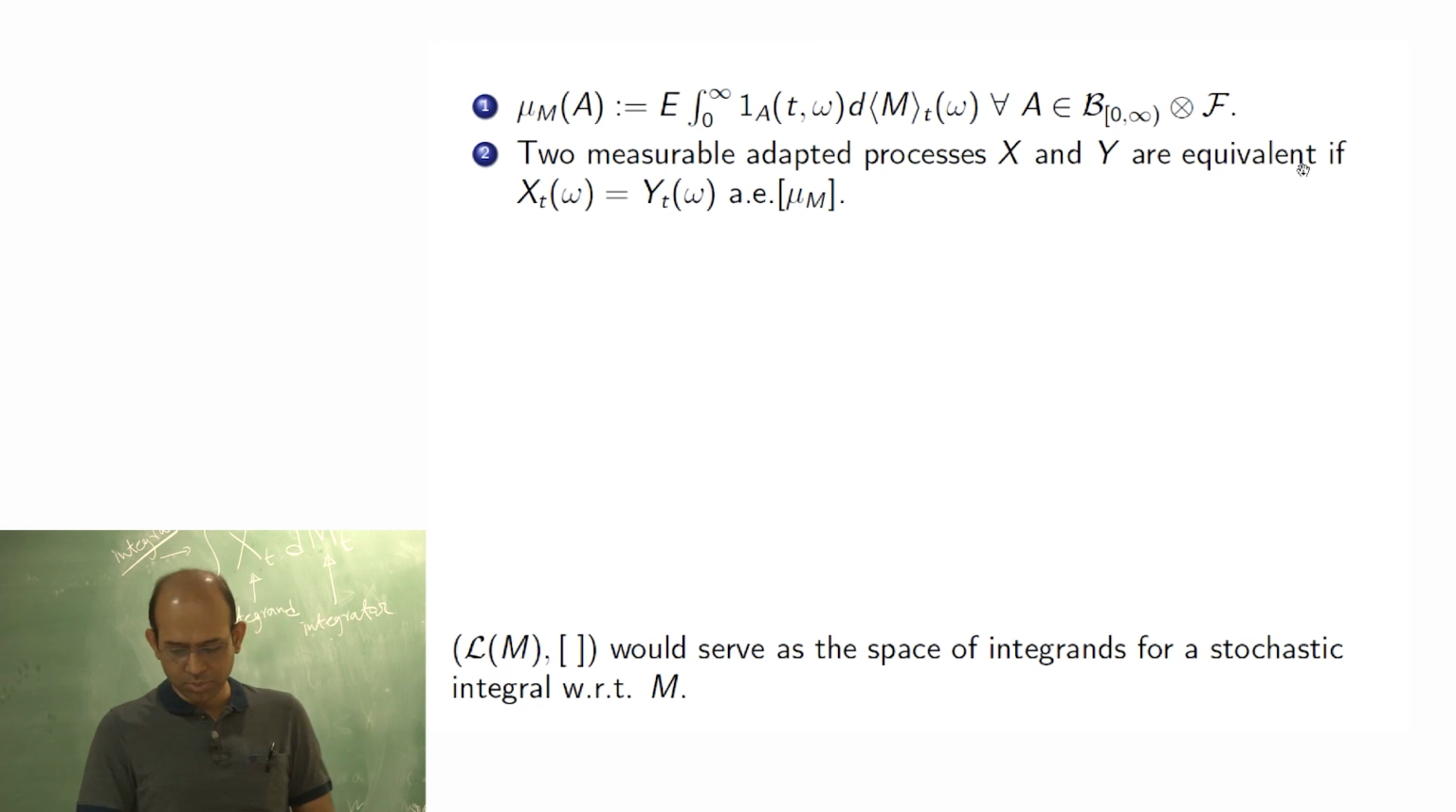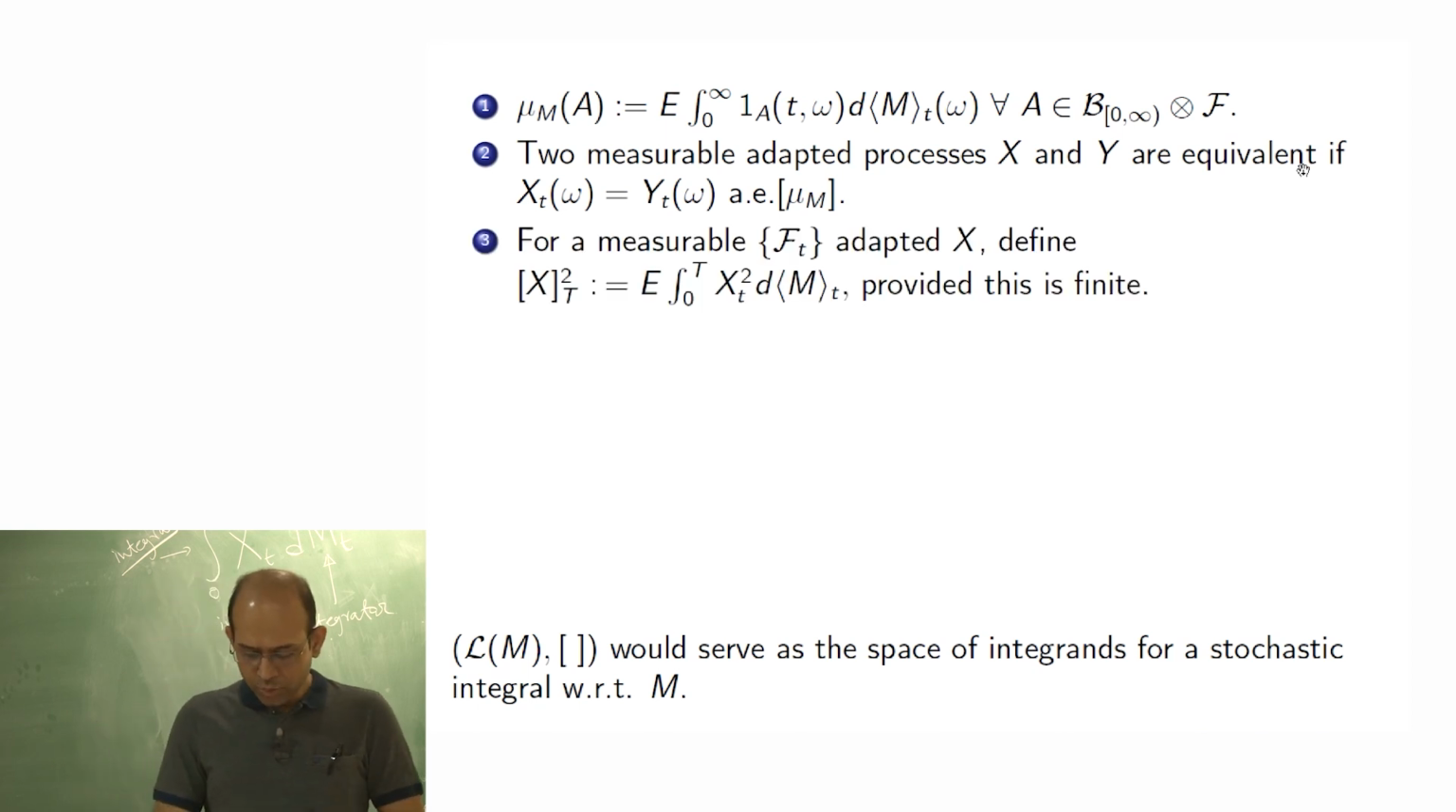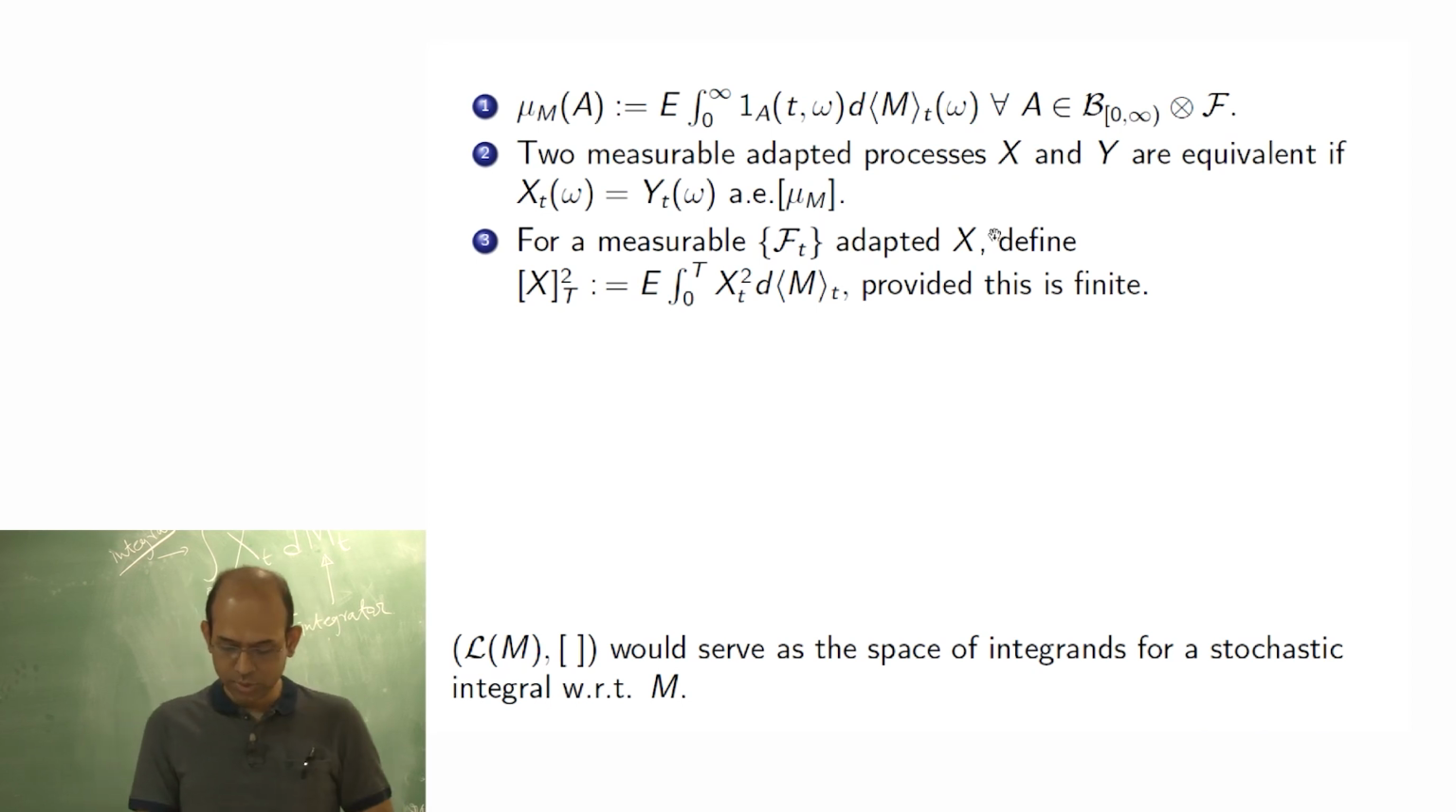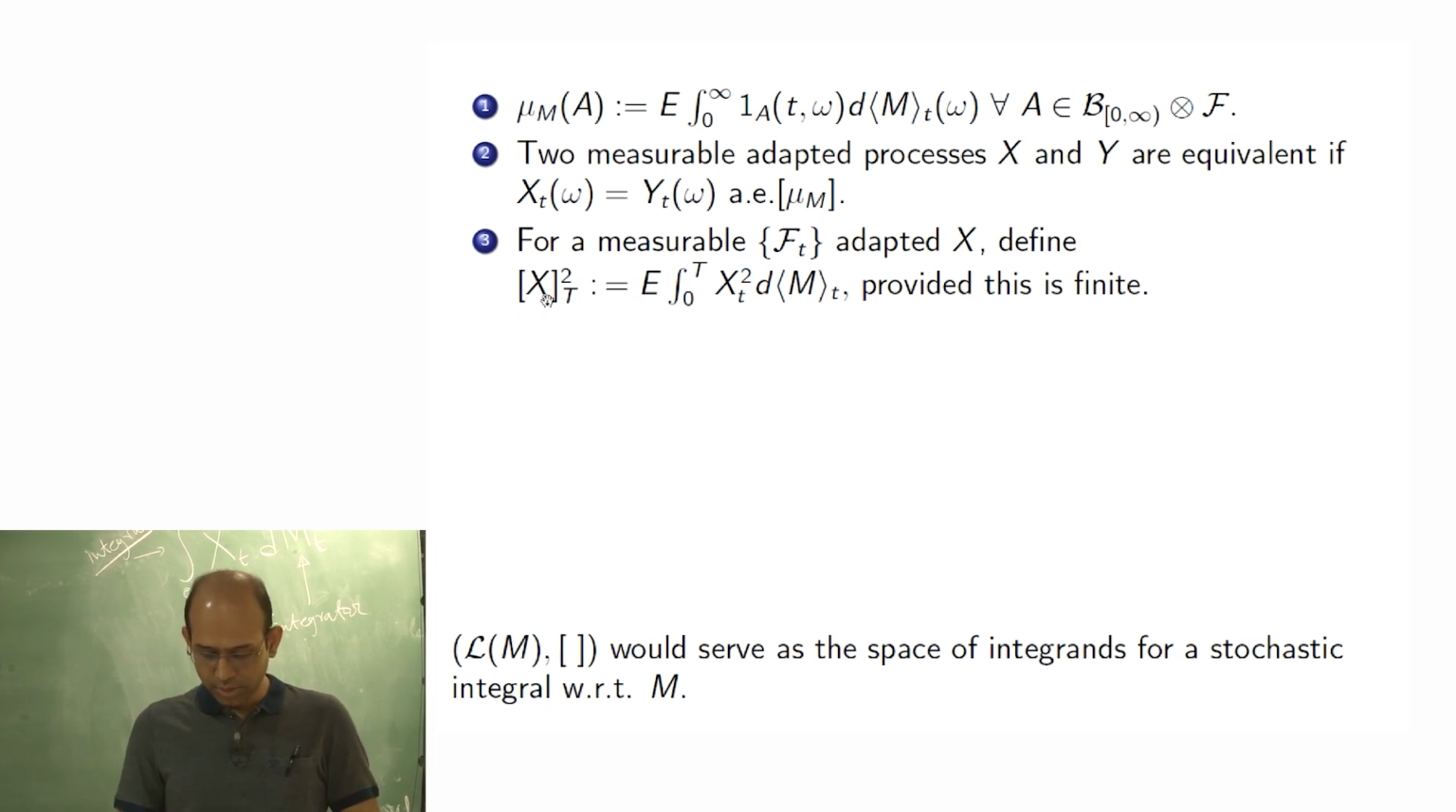So, this is a very important thing to remember. For a measurable F_t adapted X, assume that we have a stochastic process X which is F_t adapted and measurable. Define this norm. We call the square bracket X_t squared equal to the expectation of the integration from 0 to t of X_t squared d quadratic variation of M.